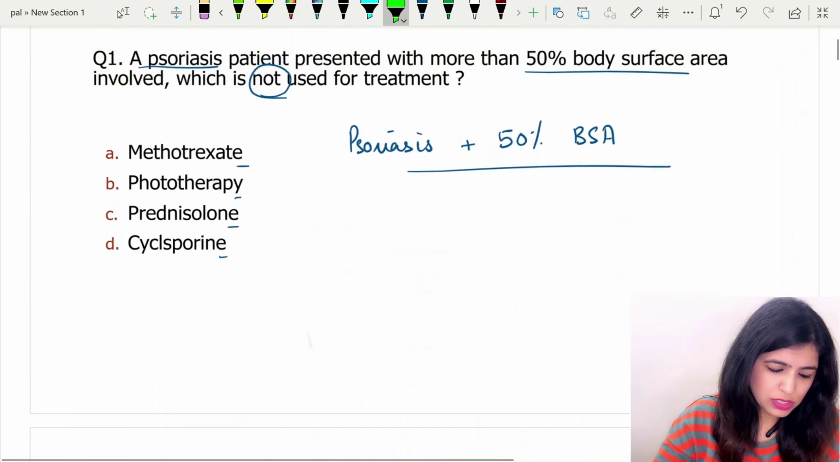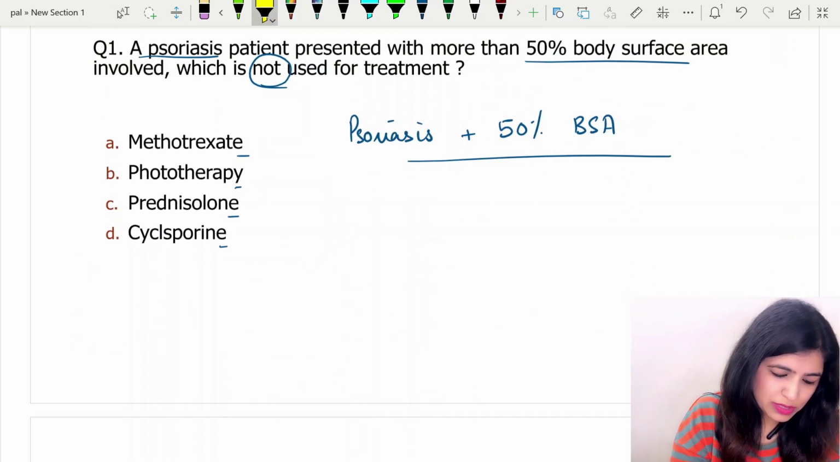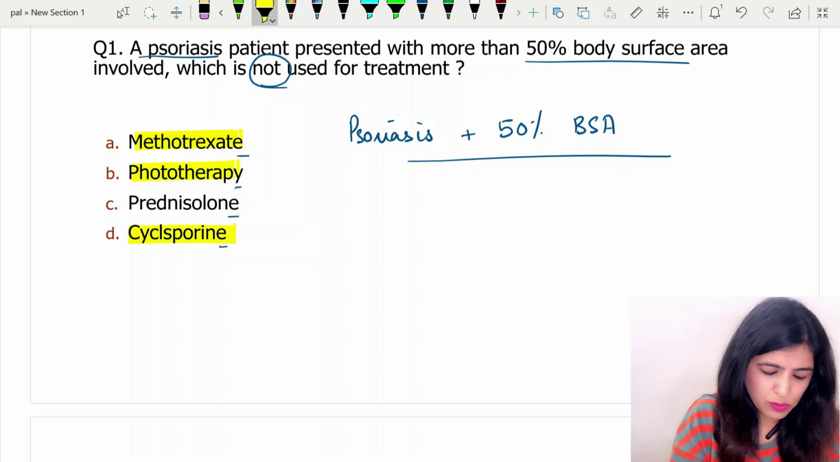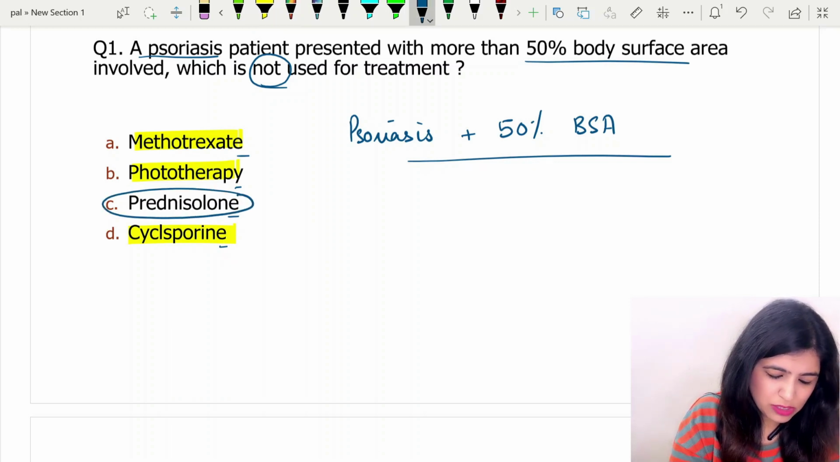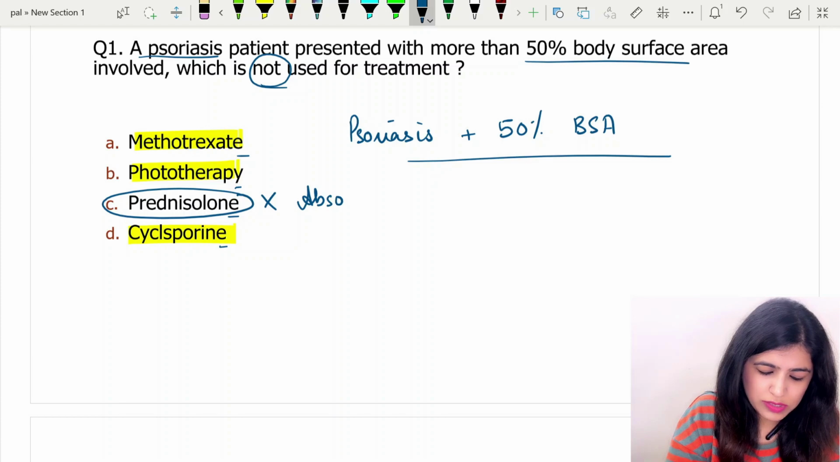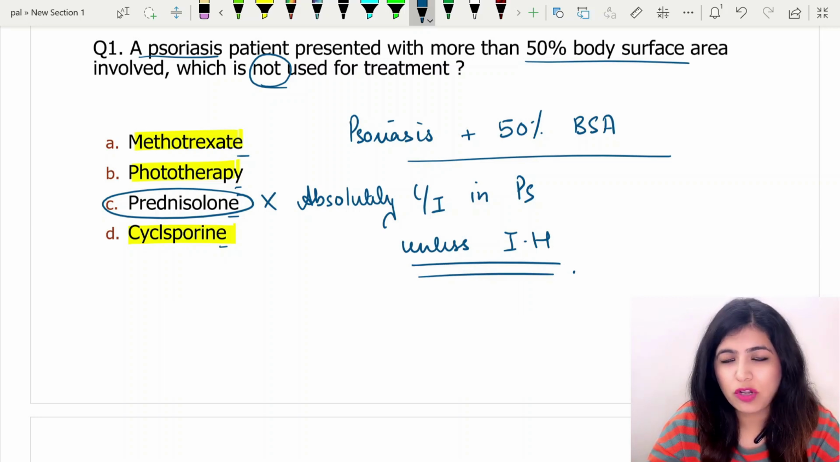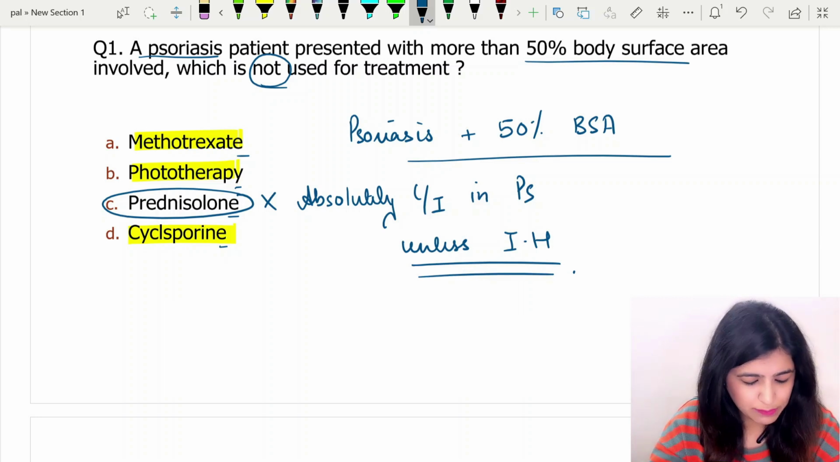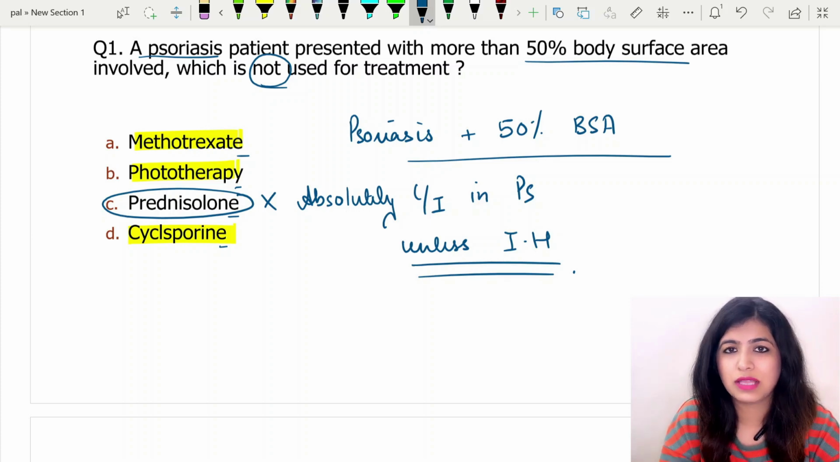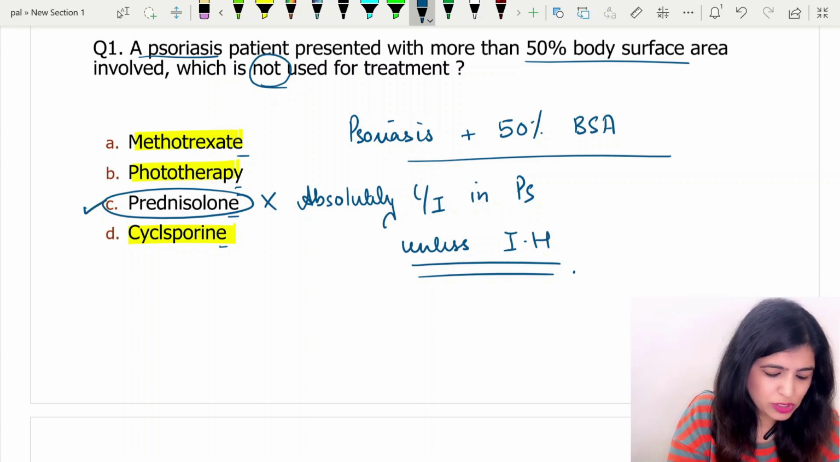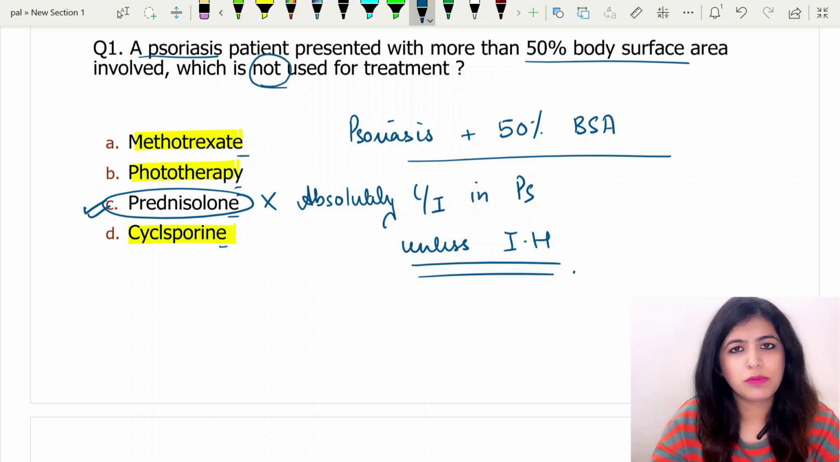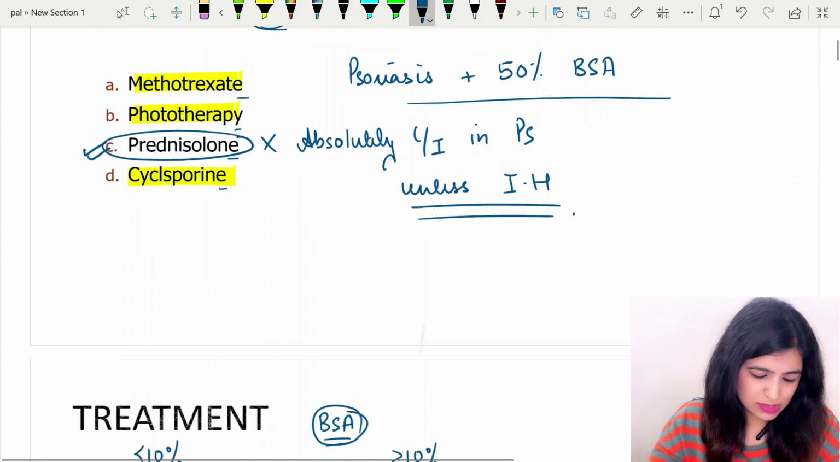Coming back to the question here, I just told you that methotrexate can be used, phototherapy can be used, cyclosporin can be used, but systemic steroids are absolutely contraindicated in a patient of psoriasis unless the patient suffers from impetigo herpetiformis. You do give topical steroids, but systemic steroids are absolutely contraindicated unless there is impetigo herpetiformis. So option C is the correct answer here. It will not be used in a patient of psoriasis.